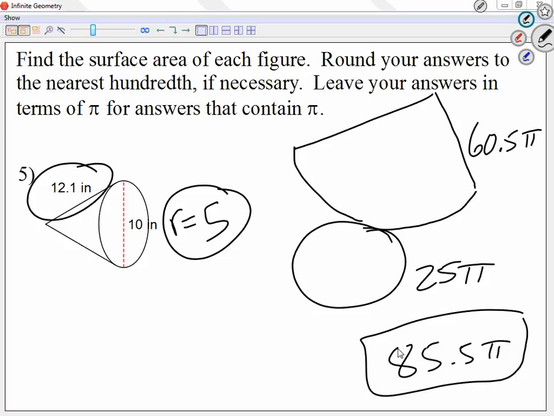So just as a little recap, cylinders and prisms, it's a big rectangle and 2 bases. Pyramids, it's a base and a bunch of triangles. Cones, it's a circle and then that thing that looks like a slice of pizza. All right. Any questions?